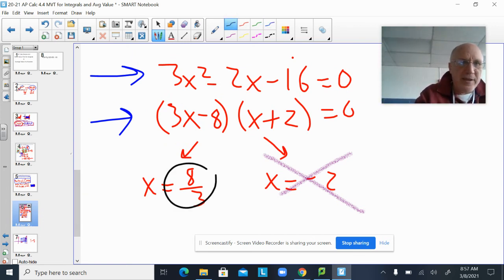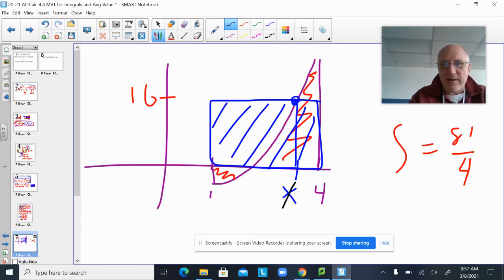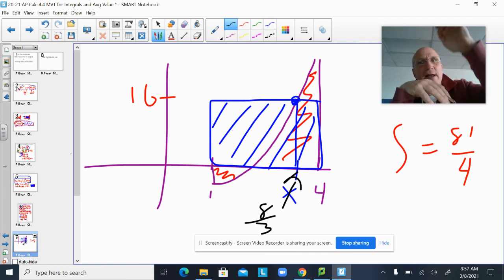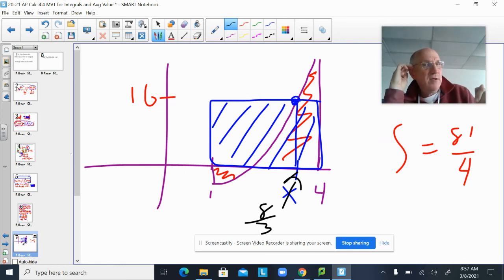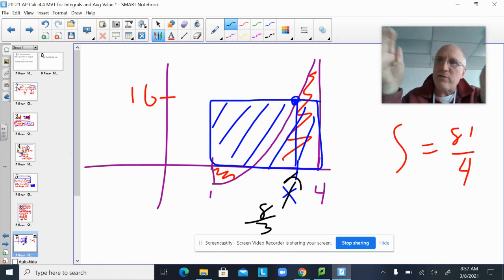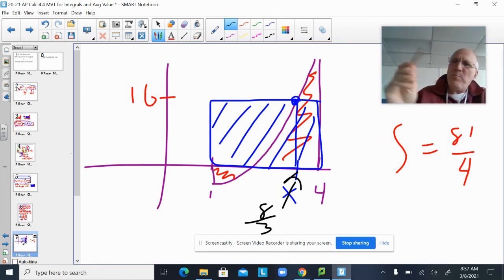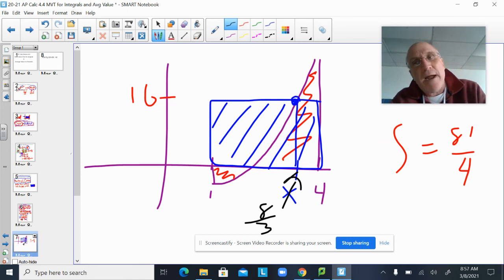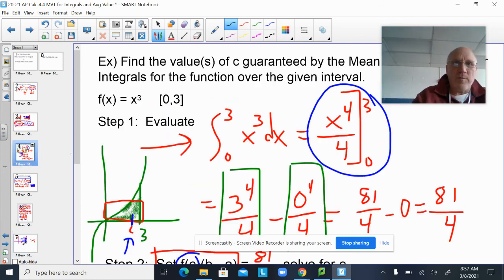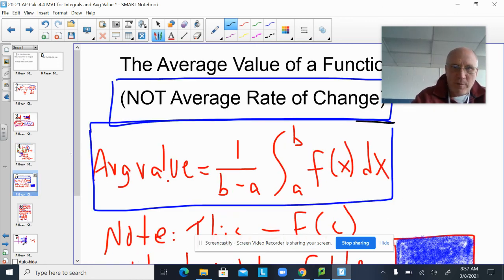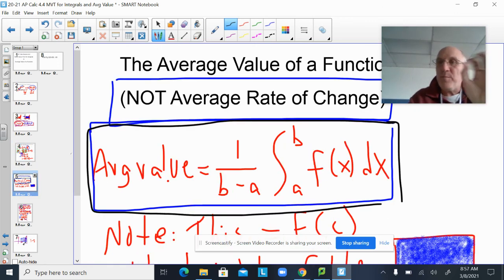So again, if I go back to my picture, turns out that right there is the value 8/3, which is just less than 3. So that's the x value where the height of the function at that point is the average value, where the area of the rectangle equals the integral. So again, big picture, what shows up a bunch on my next test and the AP test is: here's something, find the average value of whatever. And so knowing this formula, the average value is 1 over b minus a times the integral from a to b of f of x dx.